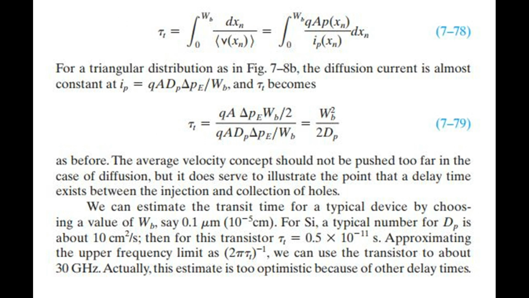We can estimate the transit time for a typical device by choosing a value of Wb, say 0.1 micrometer, 10 to the minus 5 cm. For silicon, a typical number for hole diffusion is about 10 square centimeters per second, then for this transistor Tt equals 5 picoseconds. Approximating the upper frequency limit as 1 over 2 pi Tt, we can use the transistor to about 30 GHz. Actually, this estimate is too optimistic because of other delay times.